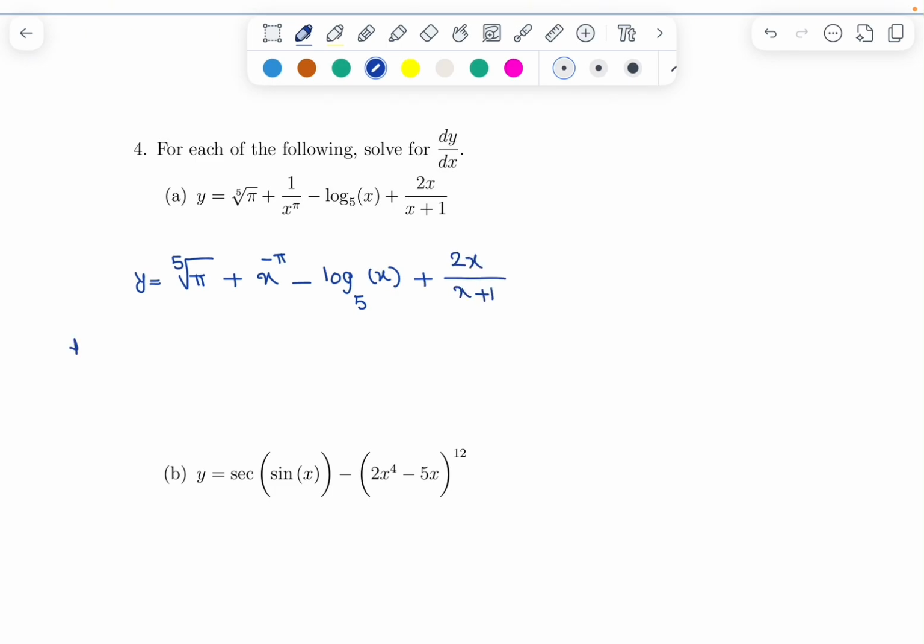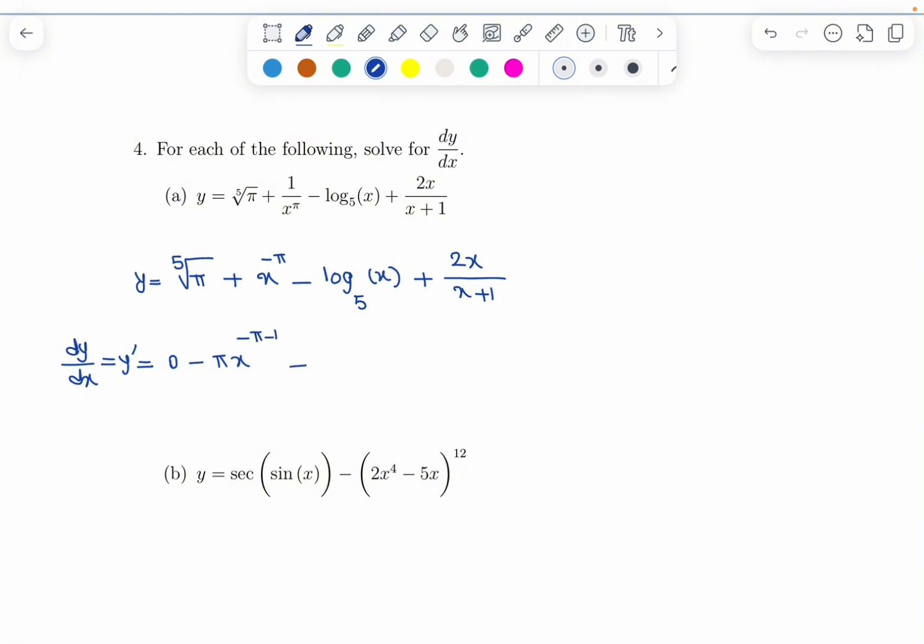So now, to find dy/dx or y prime, you must find the derivative of each term. The derivative of the first term would be the derivative of a constant, because 5 root of pi is a constant. Therefore, the derivative of a constant function, as you learned, is 0. To find the derivative of x to negative pi, you must use the power rule. So, by using the power rule, the derivative of x to negative pi would be negative pi times x to negative pi minus 1.